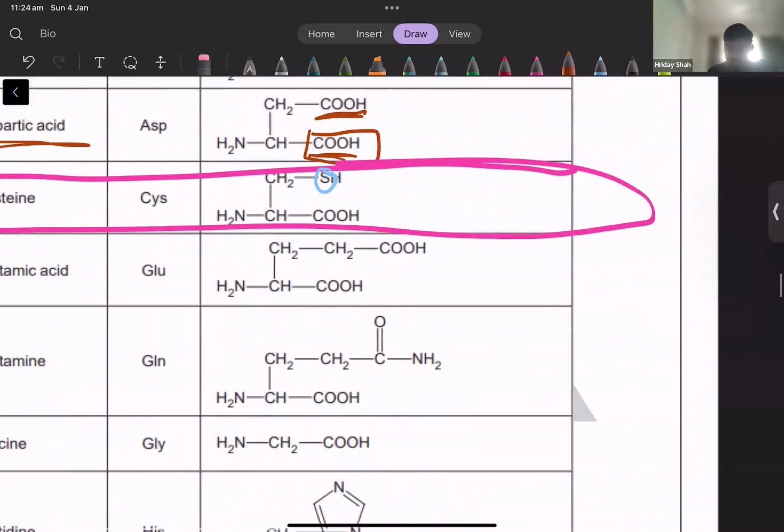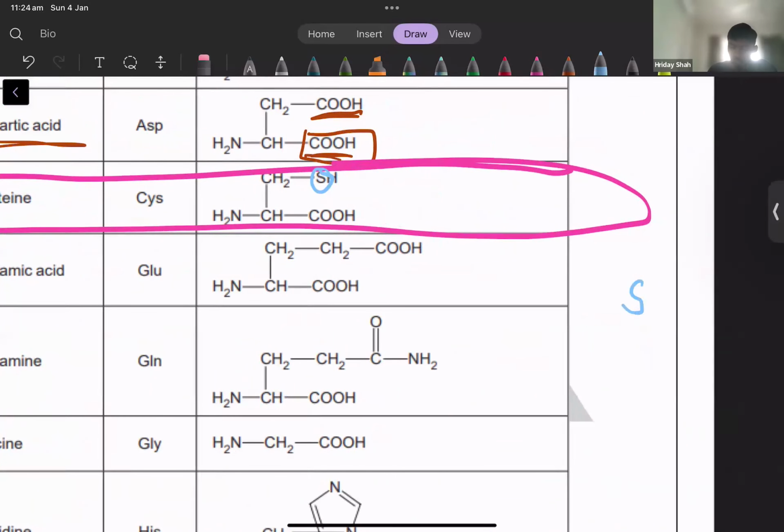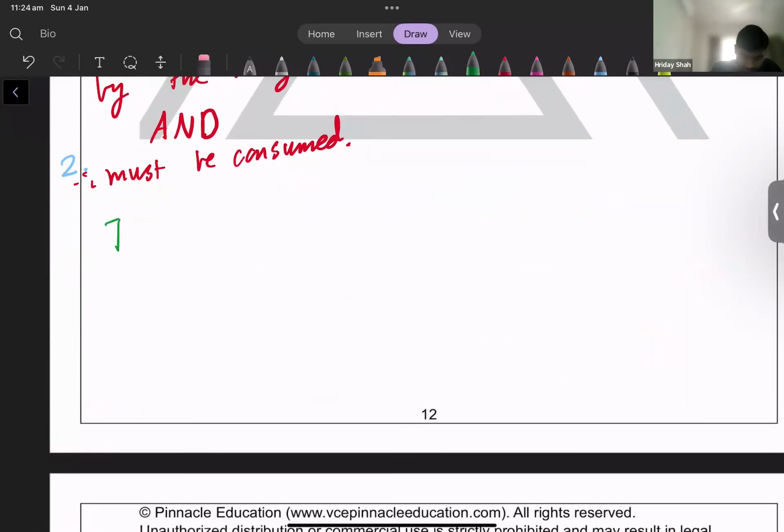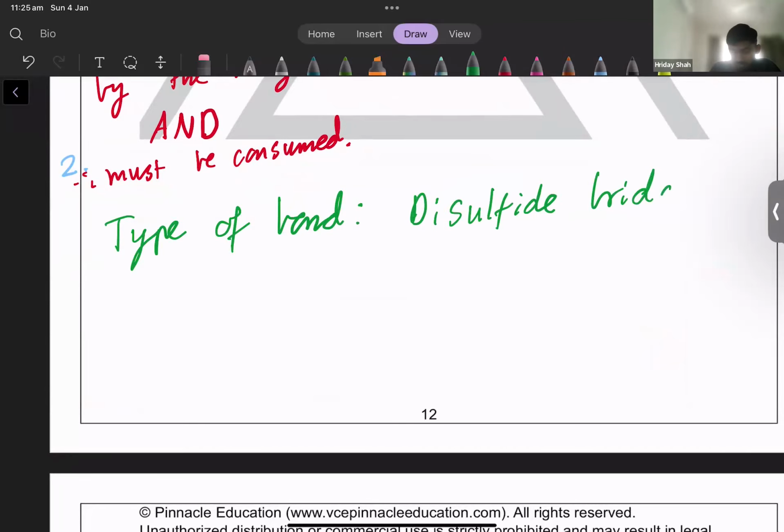However, for cysteine, the sulfur here is only partially surrounded because it's at the end of the molecule, and so it can form new bonds. Why this is important is because we have a type of bond called disulfide bridges. Now you can see sulfide is in the name of this bridge. So to construct this disulfide bridge, you need to have the sulfur molecule.